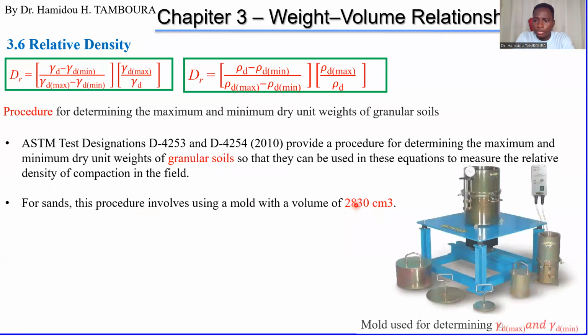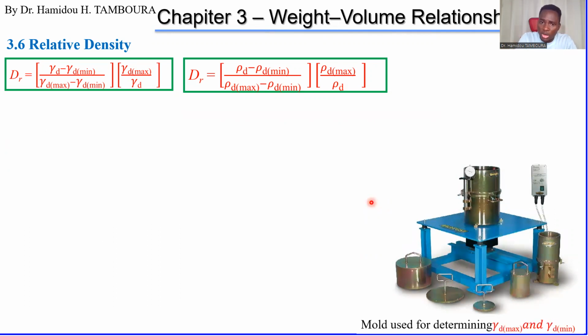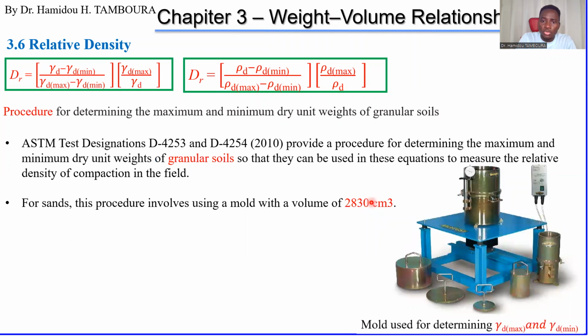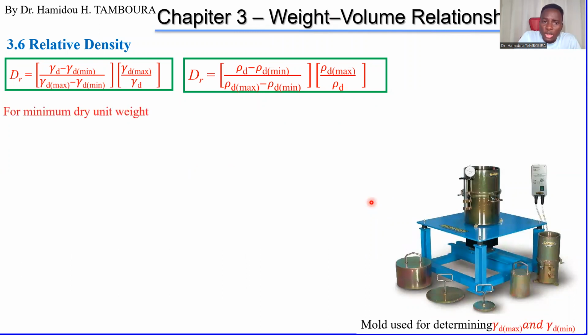Which has this volume, something like this. You see it? With this volume. So the volume of the mold is known. And the weight also, of course. You can weigh it and know the weight. So for the minimum dry weight, which is the minimum dry density also, at the same time. How do we obtain that?